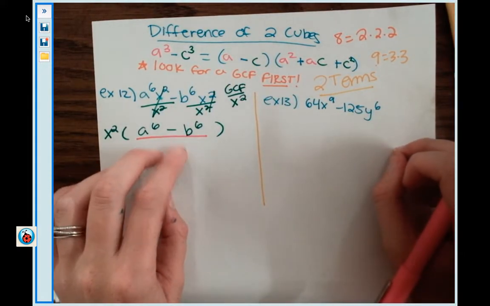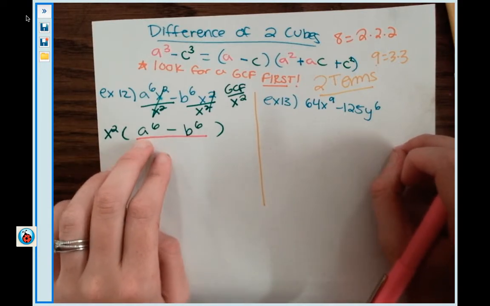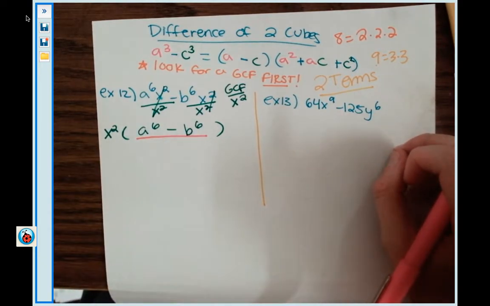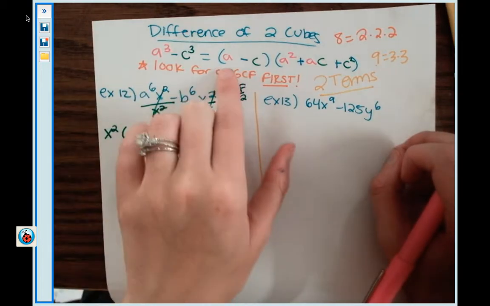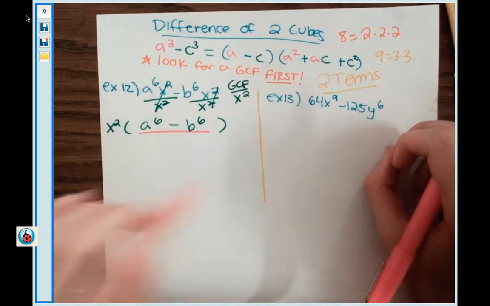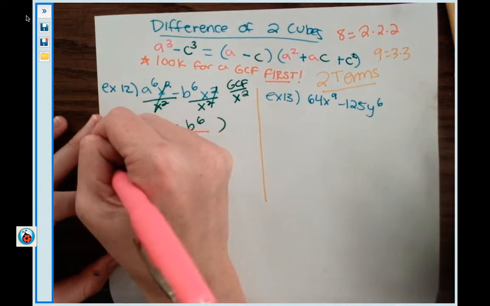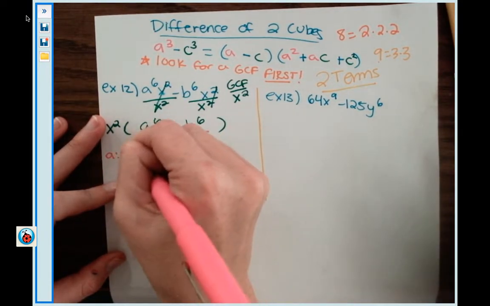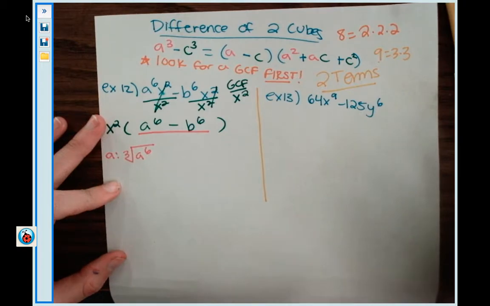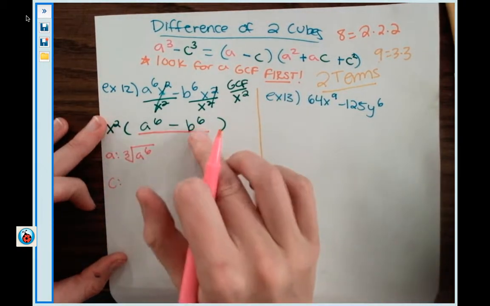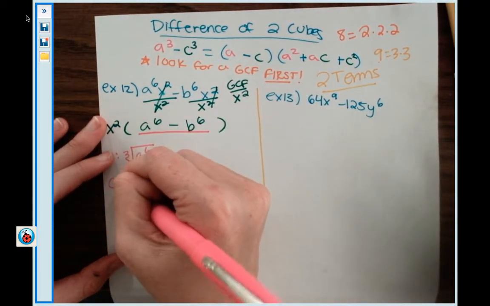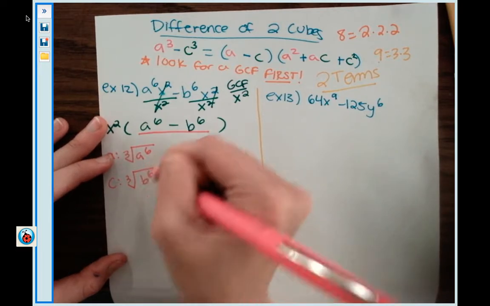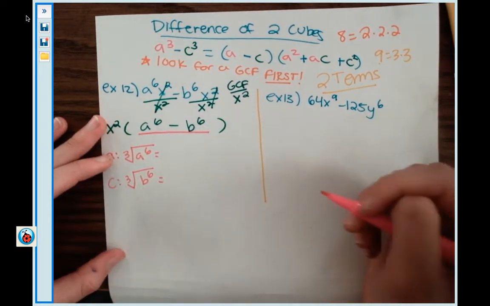Let's think about it. I have to be able to cube root each of these terms. So let's see if we can. In order to get the A and the C in this formula, guys, we must cube root each of these pieces. To get the A, we're going to cube root the first term, which is a to the 6. In order to get the C, we're going to cube root the second term, which is b to the 6. All right, let's see what happens, you guys.